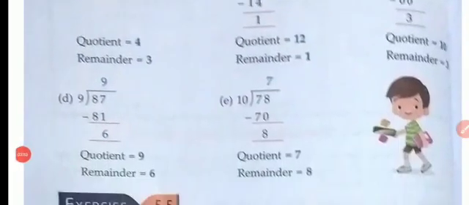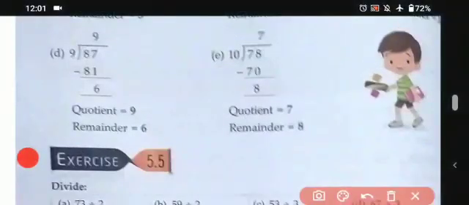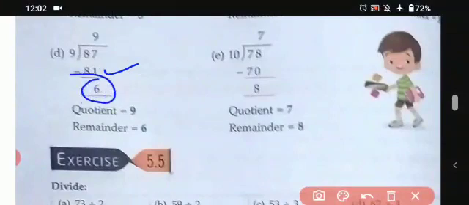So now we'll go for another one. We can see that is 9. So in the 9 table, does 87 come? No students, in the 9 table 87 doesn't come. So we'll go for the lesser number, that is 81. How many times does it come? 9 times. So we have written it here. And when we subtract 81 from 87, we'll get 6. So we have written this 6 over here. So this is how we get the quotient 9 and the remainder 6.